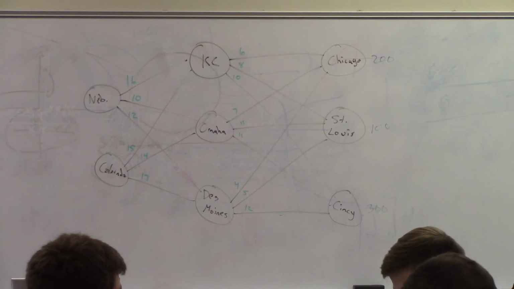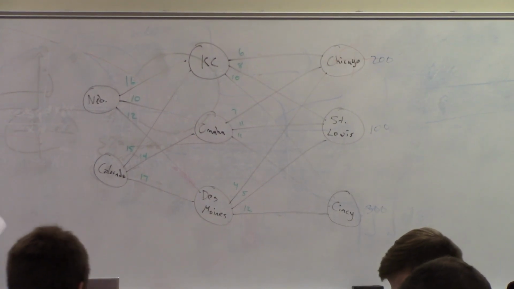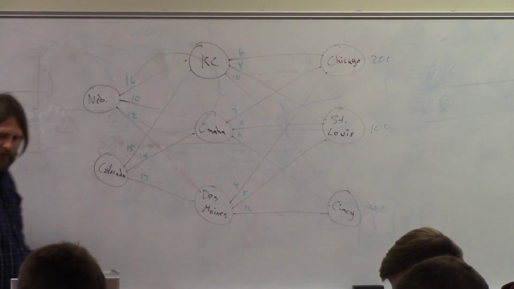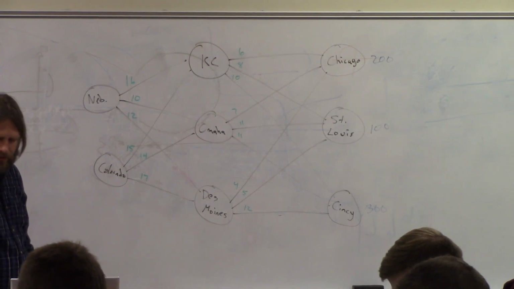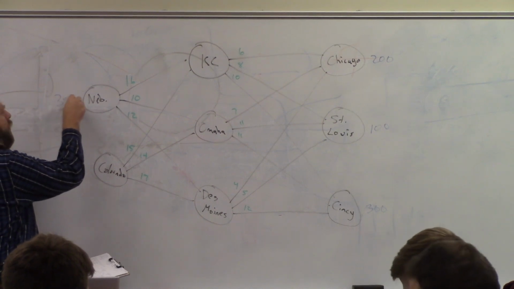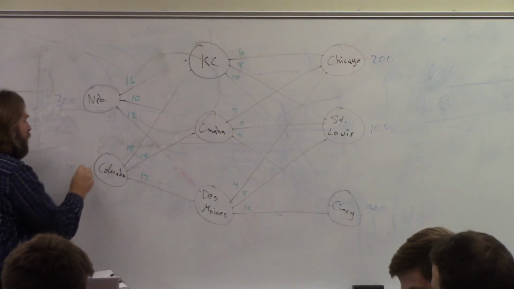And I didn't write my supply. I hope I have that on the next page. This is going to be interesting. All right. We will do this then. We'll just have equal supply at each location. So we'll generate 300 at each of these. Okay.